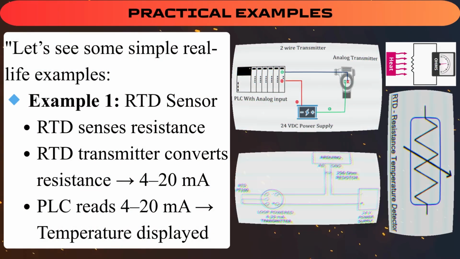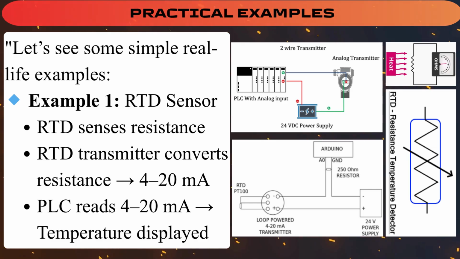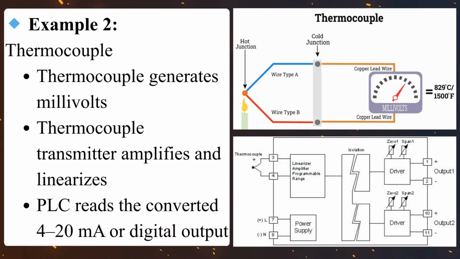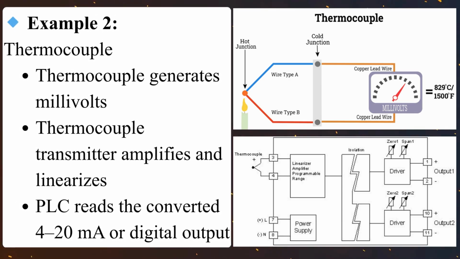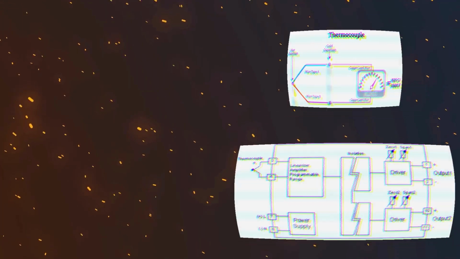Practical examples. Let's see some simple real-life examples. Example 1. RTD sensor. RTD senses resistance. RTD transmitter converts resistance to 4 to 20 milliampere. PLC reads 4 to 20 milliampere and displays temperature. Example 2. Thermocouple. Thermocouple generates millivolts. Thermocouple transmitter amplifies and linearizes. PLC reads the converted 4 to 20 milliampere or digital output.